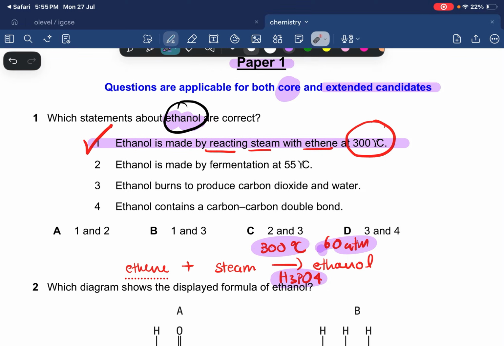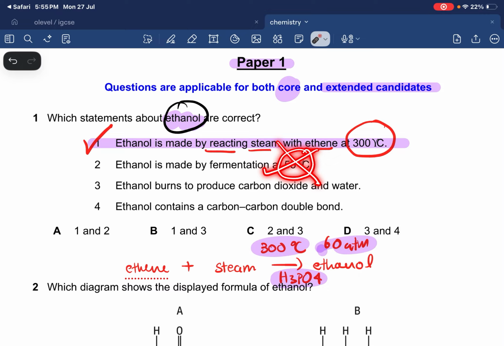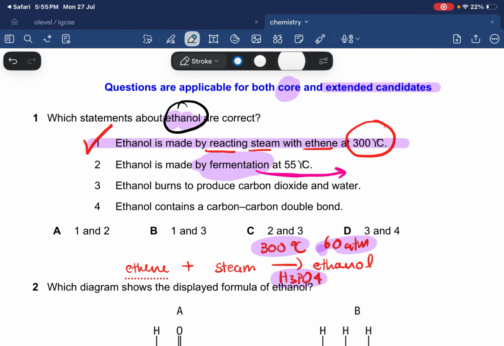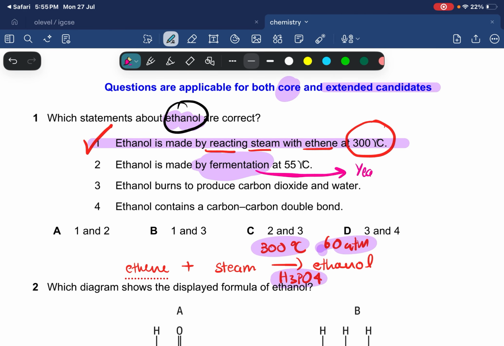Ethanol is made by fermentation at 55 degrees Celsius. That is incorrect. Fermentation happens by using your bacteria. Now I'm going to give you a very good reason for this. Fermentation happens not because of bacteria, but because of yeast. I'm sorry for this. It happens because of yeast, right? Yeast helps ferment the sugar or whatever you're using. And you need to realize that yeast is a living organism. It's a living thing. So if you're going to use temperatures of 55 degrees Celsius, your yeast is going to die.